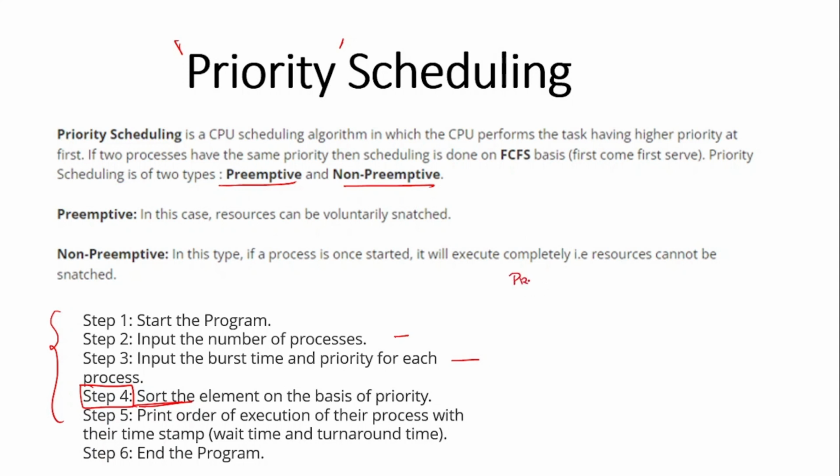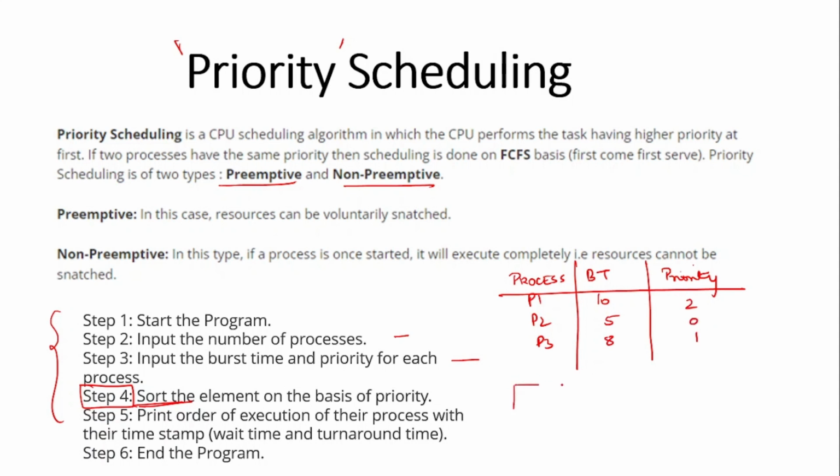Let's say I have three processes with me, P1, P2 and P3, and I have the burst time as well as the priority. The burst times are 10, 5 and 8, and the priorities are 2, 0 and 1. Now, how do I create a Gantt chart of this? So, this is my Gantt chart.